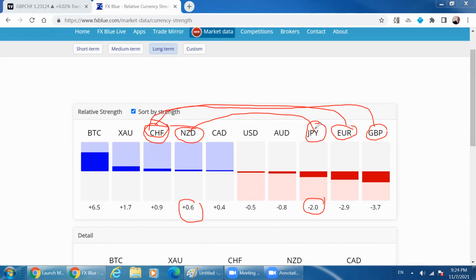Between these three and these two, you should be good to go, especially with Swiss pairs and pound pairs. Okay, pound's going to be very weak next week.